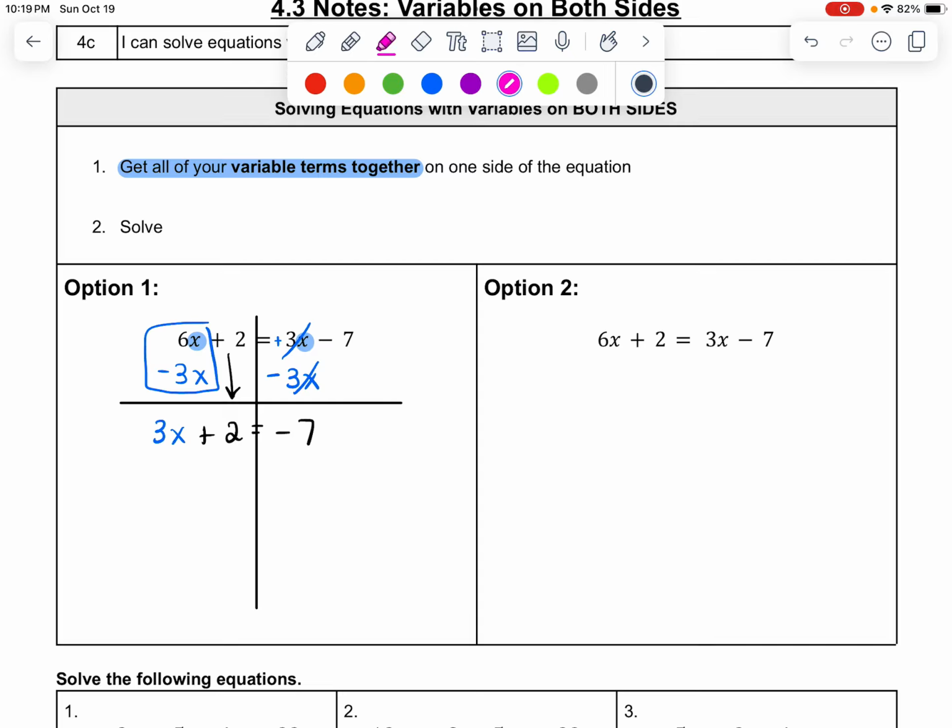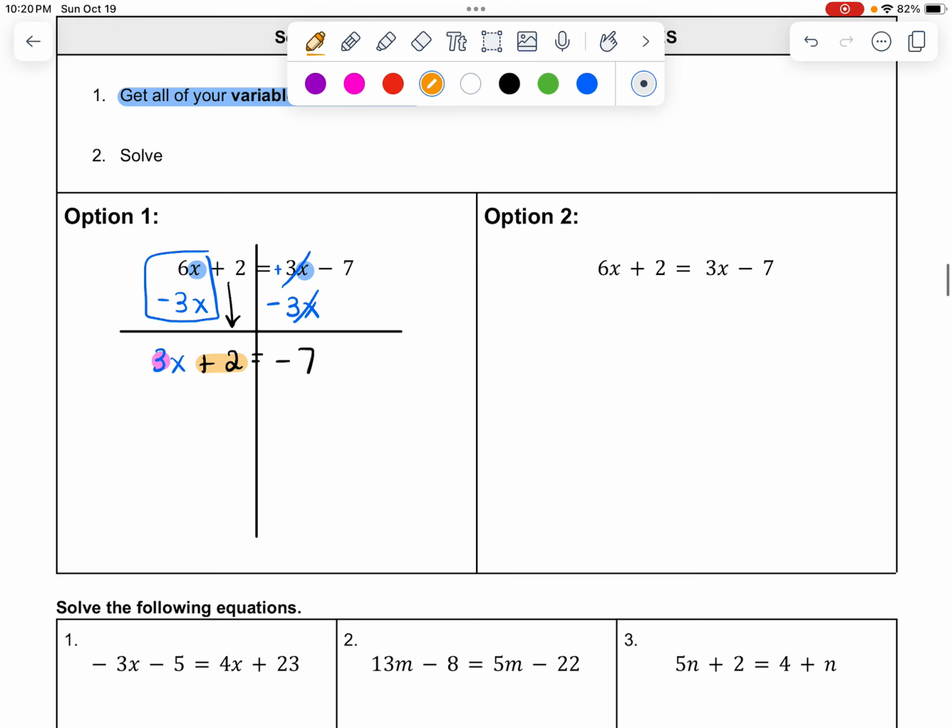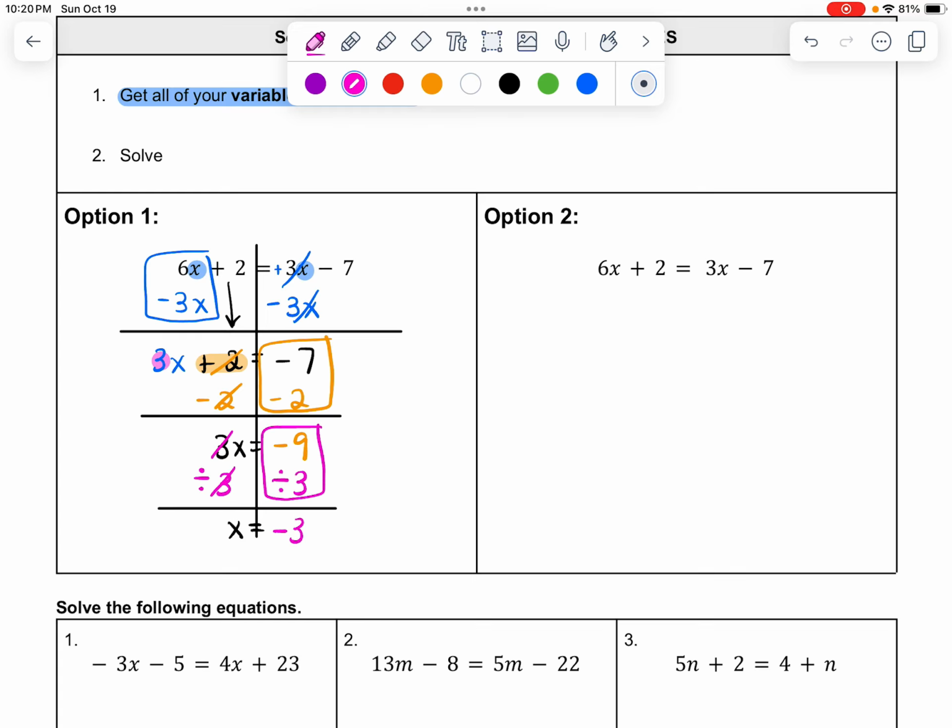There are two numbers by my x. There's a 3 and there's a plus 2. I'm going to undo the plus 2 first because it's farthest away. So I'm going to subtract 2 on both sides. When I do that, I'm going to cancel out the 2's and I'm just going to have 3x dropped down. And on the other side, negative 7 minus 2 is negative 9. Then I'm going to divide by 3 on both sides. So the 3 cancels the 3 and we get x. And the negative 9 divided by 3 gives me negative 3. And I'm done.